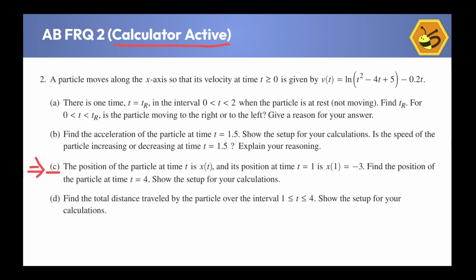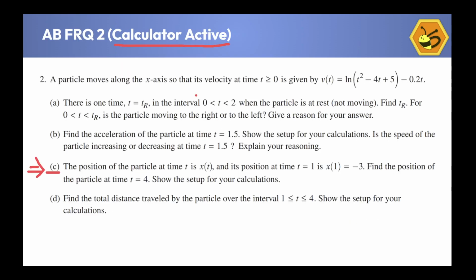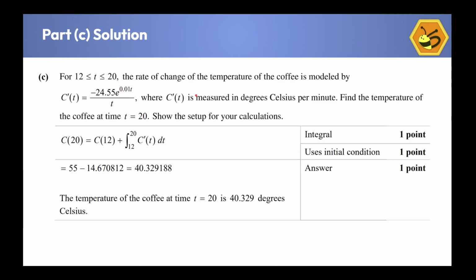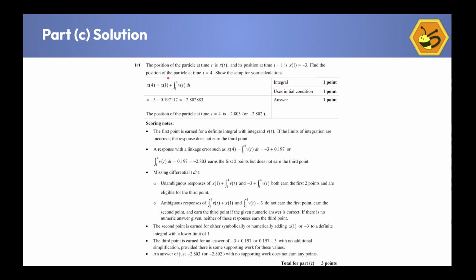I've seen multiple good solutions in chat, so let's take a look. We have seen this question before, I believe. They're basically the same, but with a different scenario. So initial value plus definite integral. And for this one, it is also initial value plus definite integral, and the scoring line is also very similar: 1 point for integral, 1 point for initial condition, and 1 point for answer.